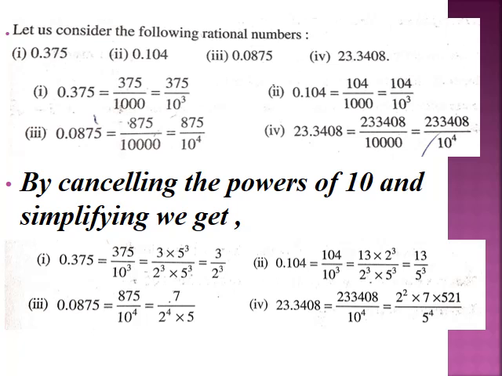So 375 upon 10 raised to 3 becomes 3 upon 2 raised to 3, because it is divisible by 5. Then the second one, as it is divisible by 2, becomes 13 upon 5 raised to the power 3. On simplifying, the third becomes 7 upon 2 raised to 4 into 5, and the fourth becomes 2 raised to 2 into 7 into 521 divided by 5 raised to the power 4.